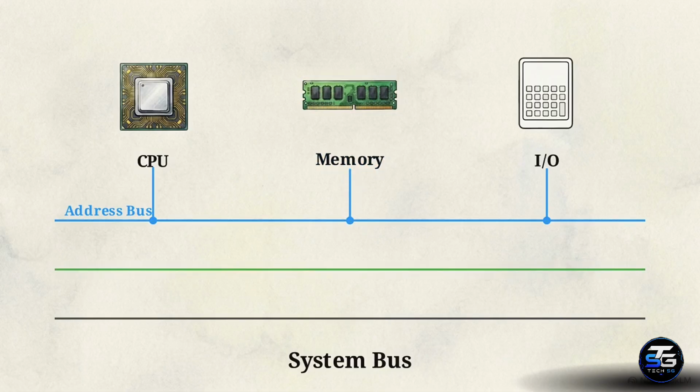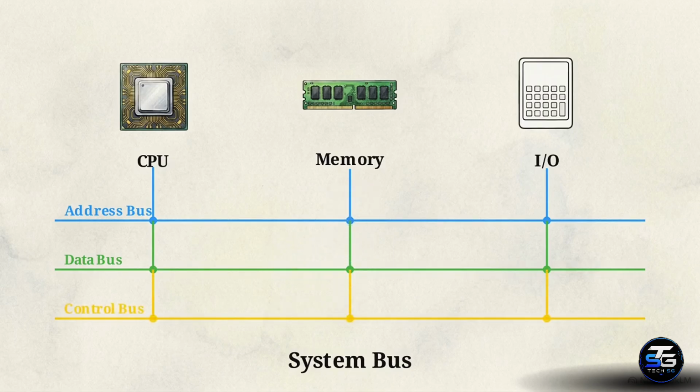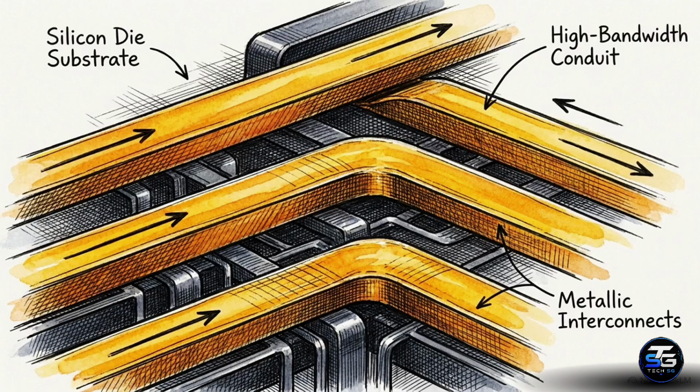Once the location is found, the data bus takes over. It transports the actual payload, the binary instructions or values, back and forth between the components. Overseeing this traffic is the control bus. It carries specific electrical signals, like a read or write pulse, dictating exactly how the information transfer must take place. Software performance is ultimately limited by how efficiently data can traverse these specific physical bus pathways.